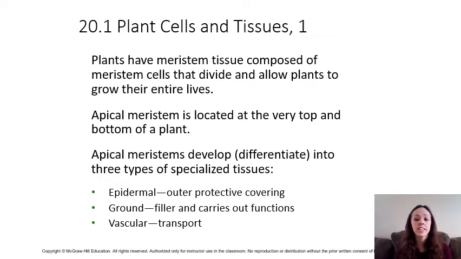It differentiates into three kinds of tissue: epidermal tissue, which is the outer protective covering; ground tissue, which is the filler tissue and carries out various functions; and then vascular tissue, which of course just helps in the transport of various nutrients and water throughout the plant.